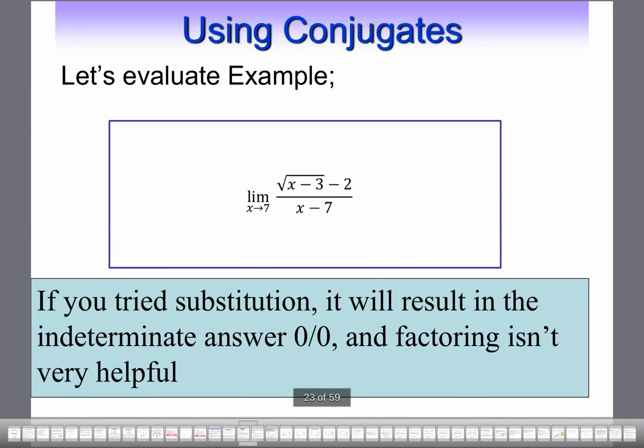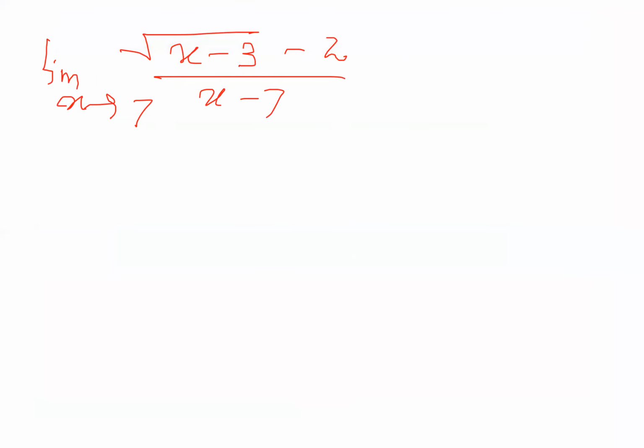So I'll write our function. What we want is the limit as x moves to 7 of the square root of x minus 3, then minus 2, over x minus 7, right? So this is my function.